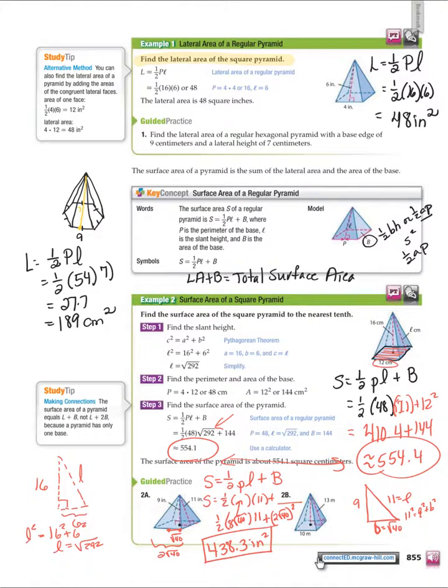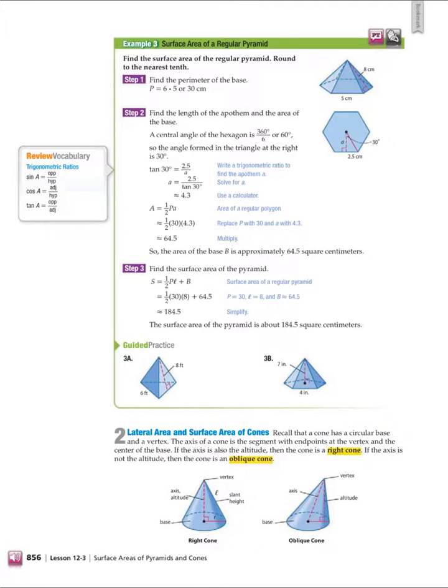Okay? Let's move along. We need to look at, and I'm glad they put this one here, we do need to look at what happens when our base is not a square. So we've pretty much learned what's going on, but what if we don't have a square for our base? We need to find the surface area here. Find the surface area of a regular pyramid, round to the nearest tenth.